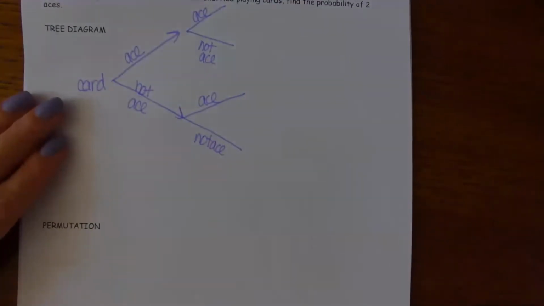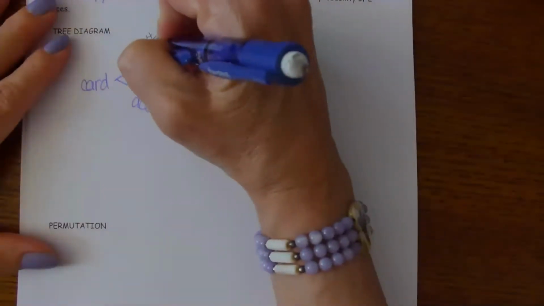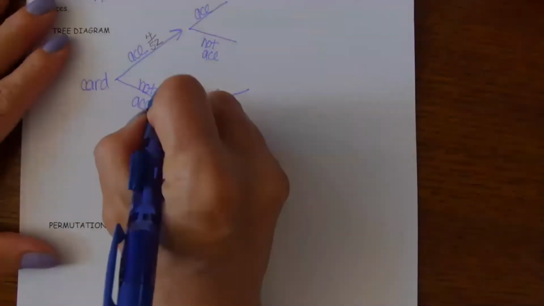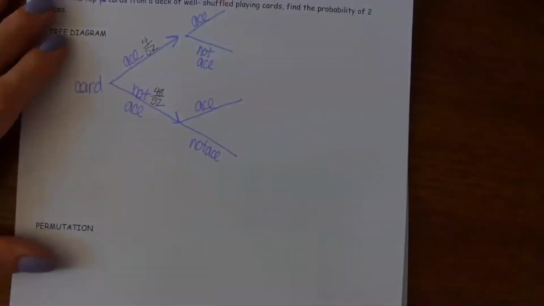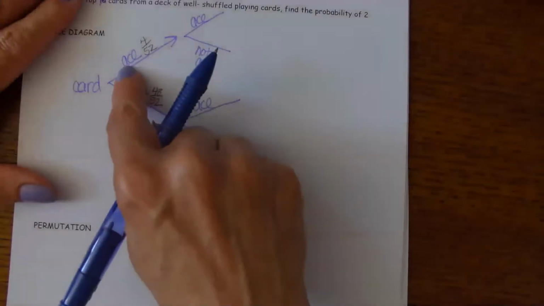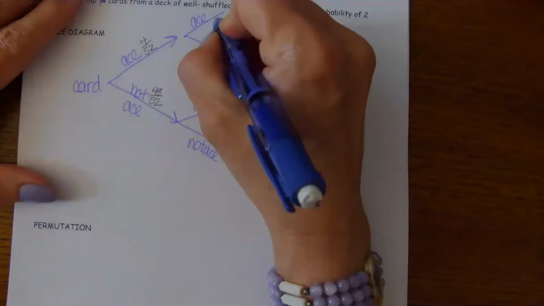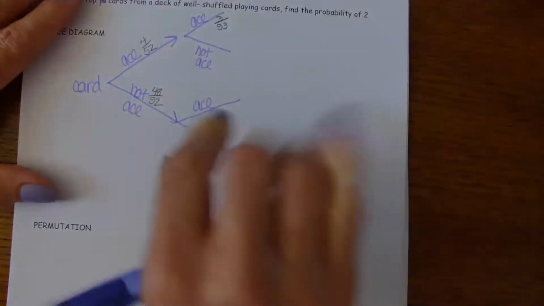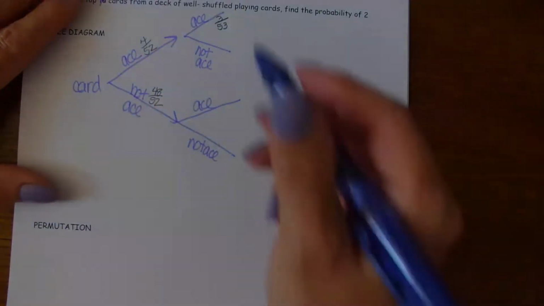So let's fill in the probabilities. If you pull a card out from a deck, what's the probability that you get an ace? 4 out of 52. What's the probability you don't get an ace? 48 out of 52, correct? All right, you got your 2 cards. Now, if you got an ace the first time, what's the probability you get an ace the second time? Well, 1 ace is gone, so I'm down to 3. 1 is gone from the deck. I'm down to 51. What's the probability if I got an ace the first time that I get a not ace the second time?